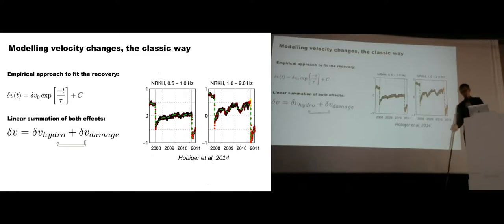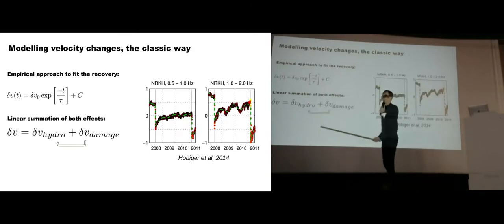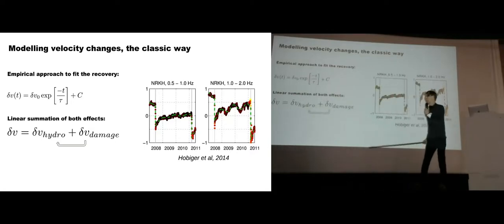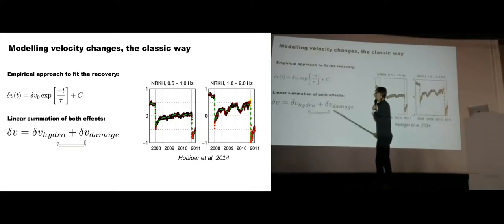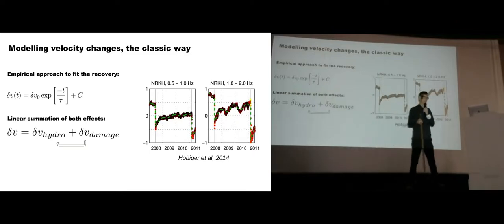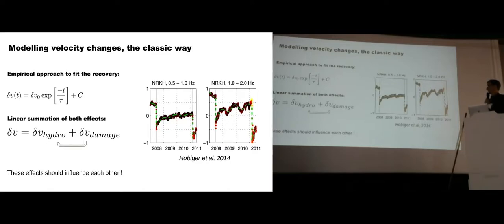The classical way to model these effects combined on seismic velocities is to just assume a linear superposition. We have some environmental effect, which is mostly the hydrology, and then we have an effect of damage and healing, and this is just superimposed. And for the velocity change due to damage, quite often just an exponential recovery is assumed. And in this study, we went a bit ahead and did it in a more sophisticated way, because these effects might actually influence each other.